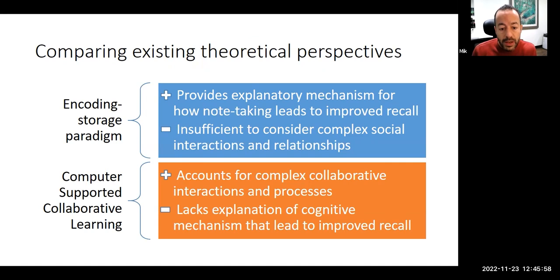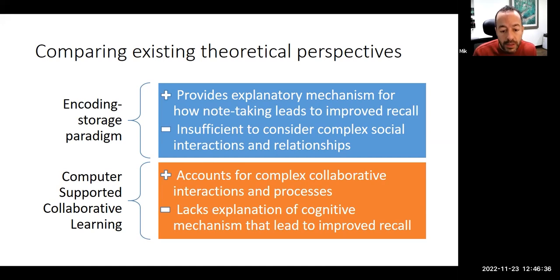So when we compare these existing theoretical perspectives that I've mentioned, the encoding storage paradigm or computer-supported collaborative learning, they both provide something, but there's a problem with each view. If you think about the encoding storage paradigm that I explained before, one reason that it's the most widely used framework in note-taking research is because it gives us a nice explanatory mechanism for how note-taking leads to improved recall. How does that information get from that note-taking process into your long-term memory? But why hasn't that encoding storage paradigm been used in collaborative note-taking research? That's what I found interesting.